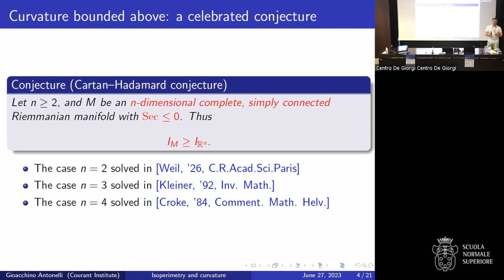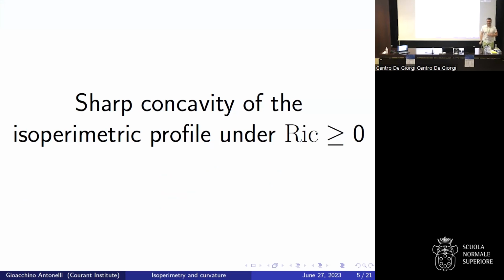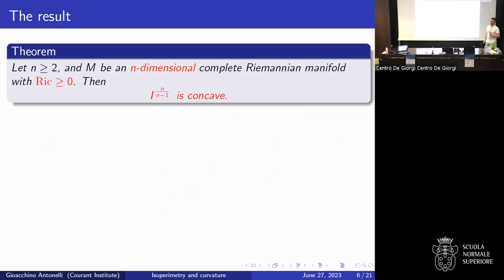So it seems to be a difficult problem. But now I will go back to non-negative Ricci, and I want to introduce the result that I'm going to prove in this talk. I'm going to prove the sharp concavity of the isoperimetric profile under non-negative Ricci curvature. This is the result, very short. If you have an n-dimensional complete Riemannian manifold with non-negative Ricci curvature, then the correct power of the isoperimetric profile, the sharp one that you can expect by looking at R^n, is concave, okay?